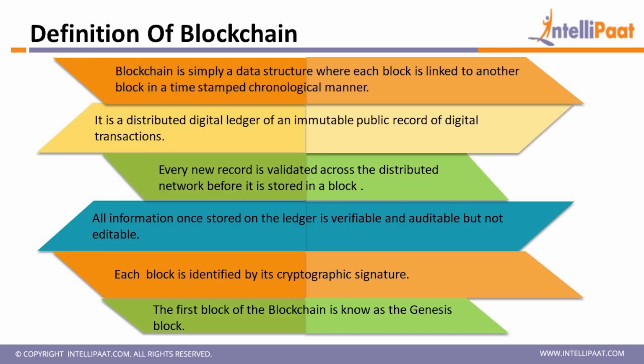Second point, it is a distributed ledger, a digital ledger of an immutable public record of digital transactions. This means the information is stored in multiple distributed digital ledgers, which have the same copy of information stored, and it is immutable and cannot be changed once recorded. Every new record is validated across the distributed network before it is stored in a block.